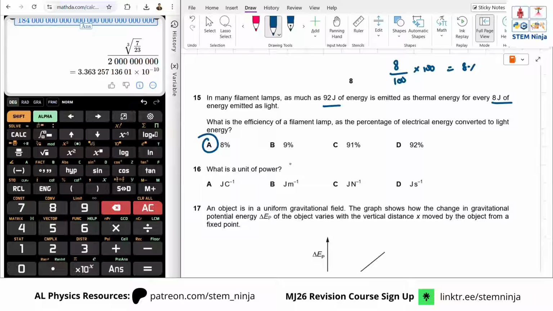What is the unit of power? So watt is work done per unit time, or energy per unit time. So joules per second. So 16 is D.